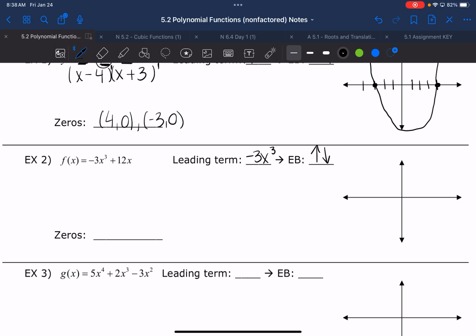Okay, then we want to try and graph it, but in order to do that, we need to know where the zeros are. So what did we do to factor number 2? Very good. So we factored out a negative 3x from both terms. When I factor out a negative 3x, we're left with x squared minus 4, right? If we divide by negative 3. Yes, x squared minus 4.